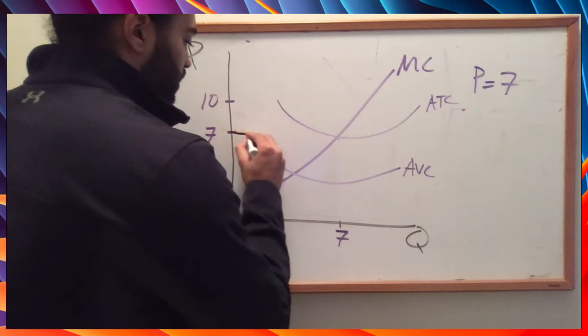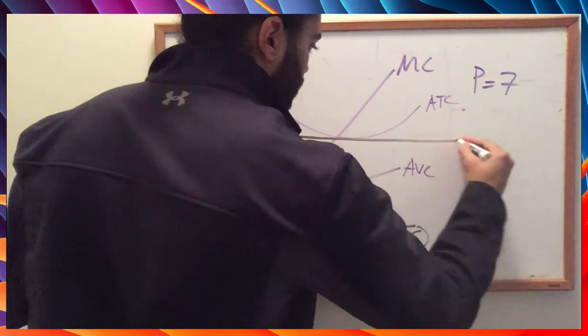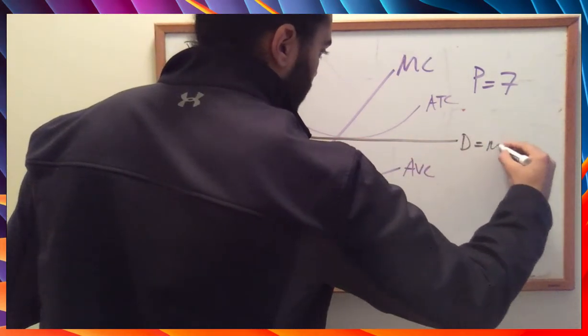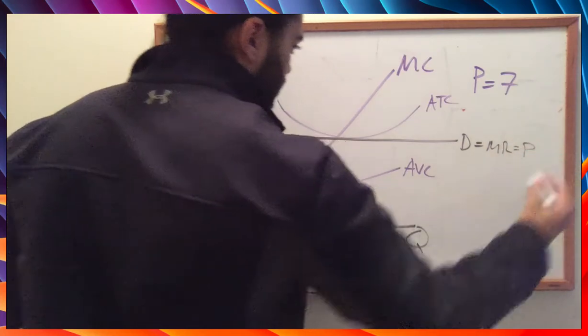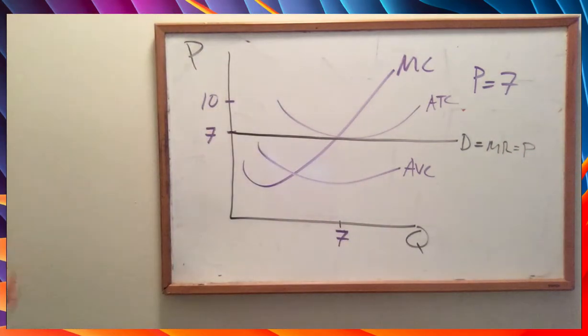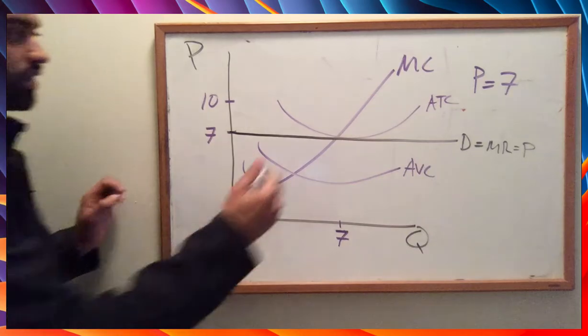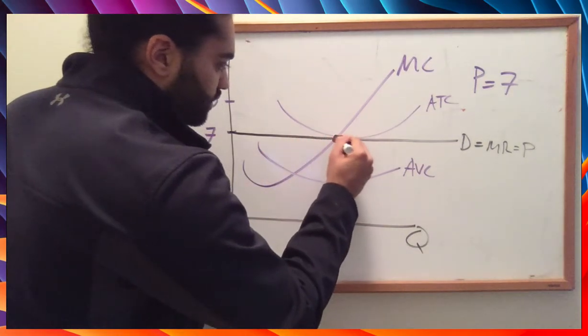our demand, which equals our marginal revenue, which equals our price. This is a new point. Now it intersects at a new position. It intersects, let's just say, right here.